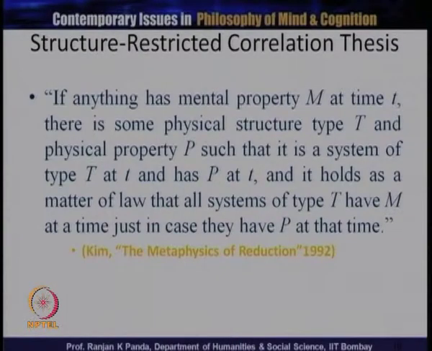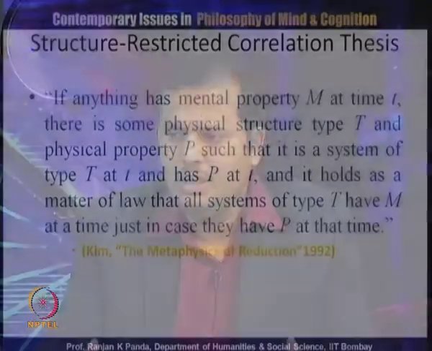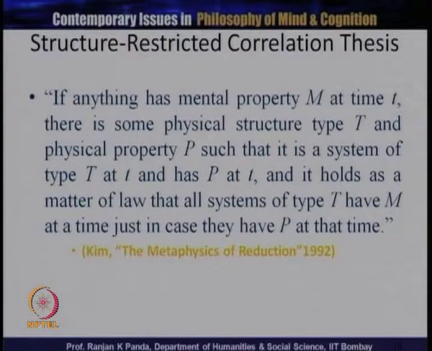Hence there is a thesis which Kim is referring to, a thesis which talks about the structure restricted correlation thesis. You have to talk about a structure, and what is given to us is that the physical properties, the first order physical properties, have a kind of structure, for example, the brain having a kind of structure. There is a neural structure available to us. Now, what does it say? It says, I quote, if anything has mental property M at time t, there is some physical structure type T.